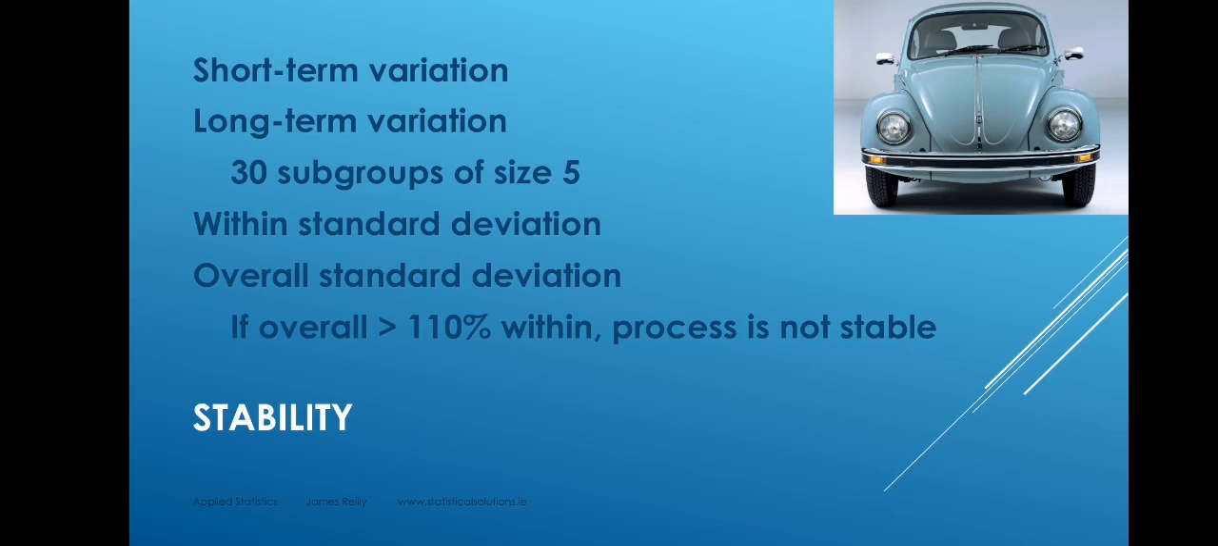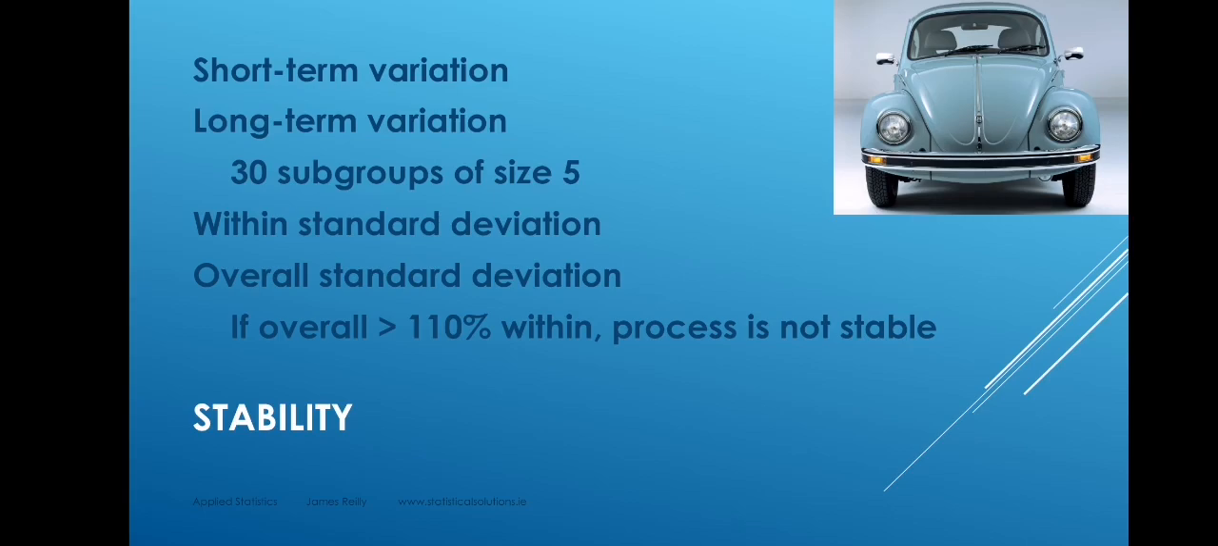When we calculate the within standard deviation, we don't just calculate it within one group of 5 data. We calculate the standard deviation separately within each of the subgroups of 5, which gives us 30 estimates of the within standard deviation. And then we assume that all of these 30 estimates are estimating the same quantity, which is the common within standard deviation. And so we pool all that information together.